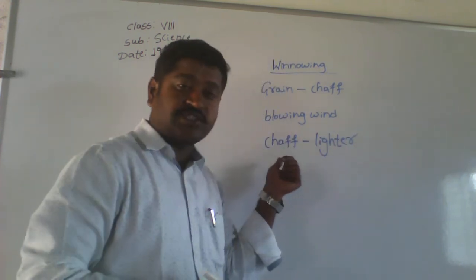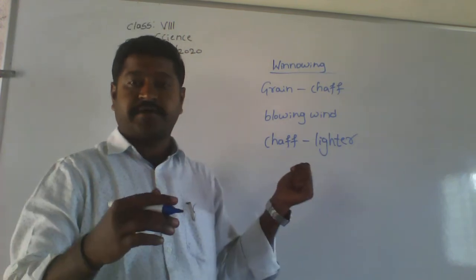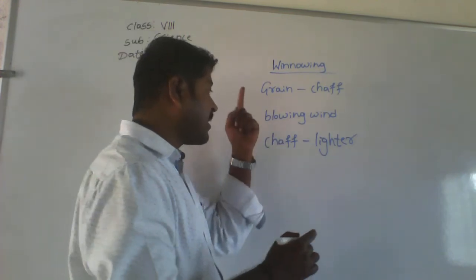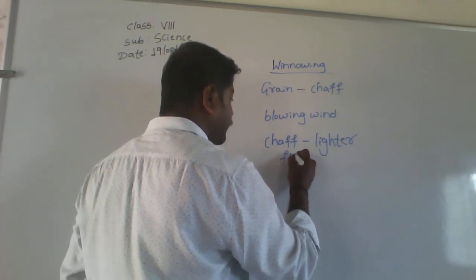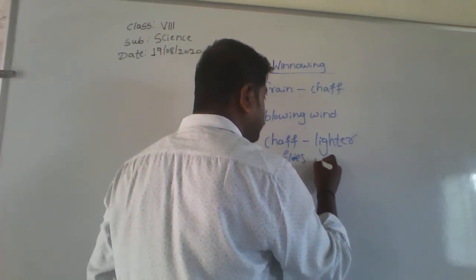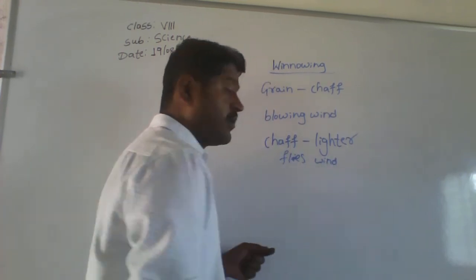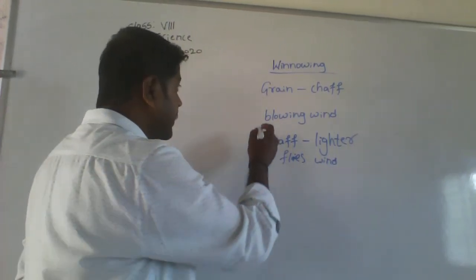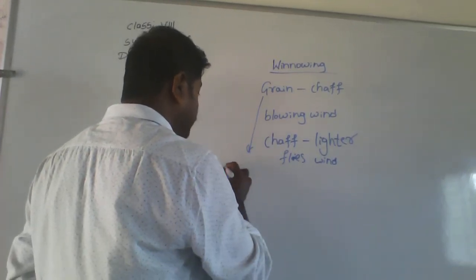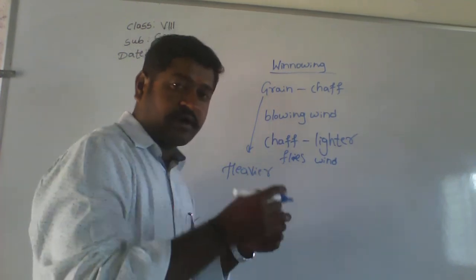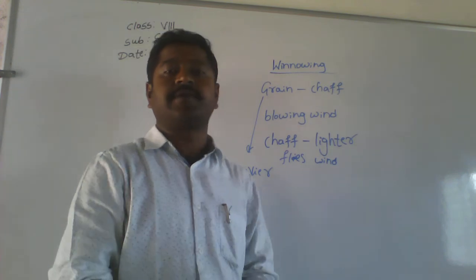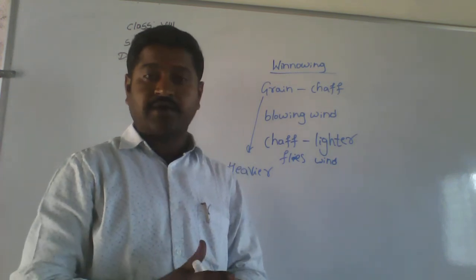So the chaff moves, it flows or flies along with the wind, whereas grain, which is heavier, is going to fall right in front of the farmer. All have seen, right?